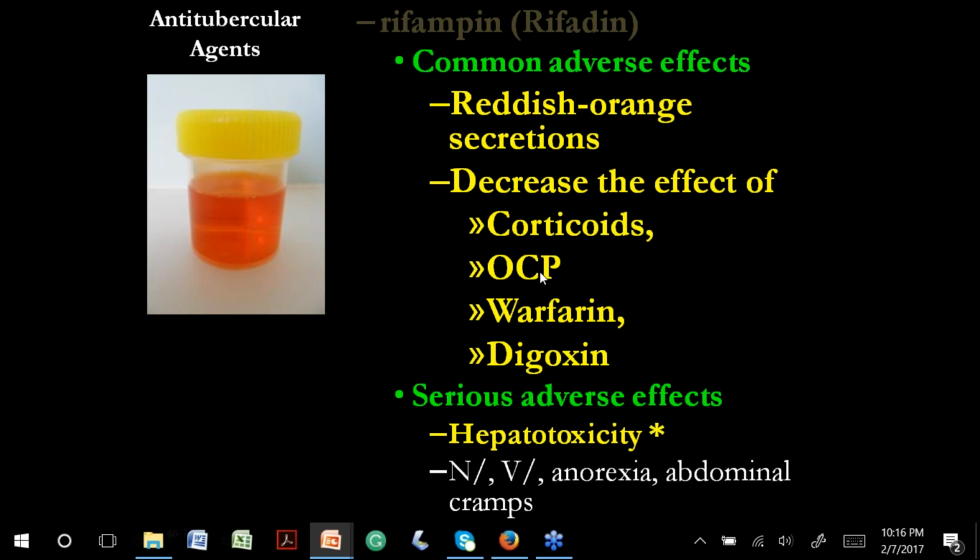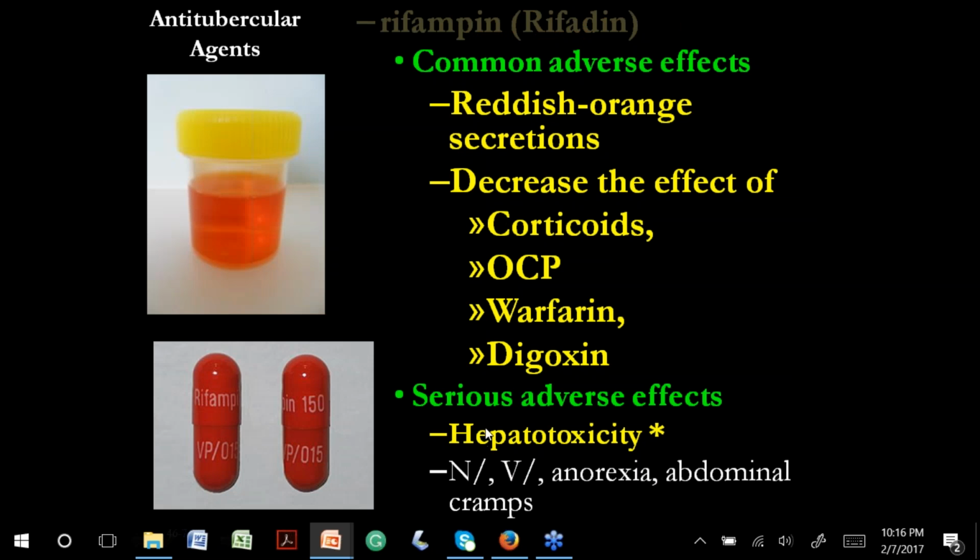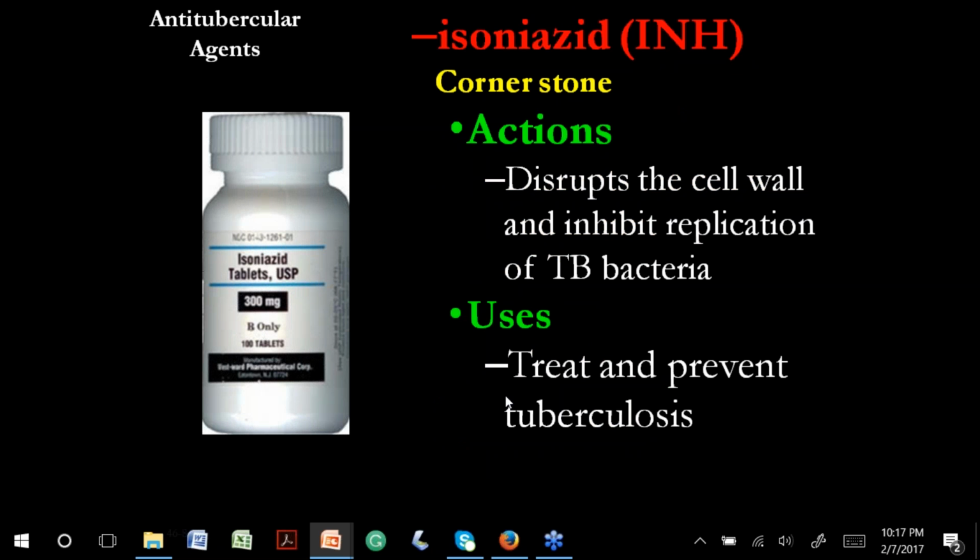So just remember, rifampin is going to decrease the effect of the OCP, so we probably need to change the method of contraception. Corticoids, we need to increase. Warfarin is going to be affected: as soon as the patient finishes the treatment, the warfarin levels should be lower, so we need to lower the dose of warfarin, and the same for digoxin. Okay? Again, very common for everybody, hepatotoxicity. All right. And the pills come in red, so that is actually the presentation of rifampin.